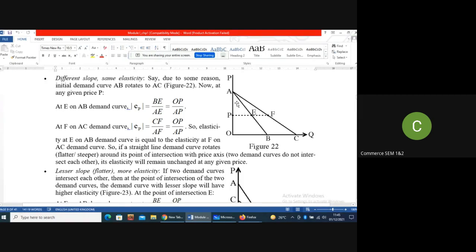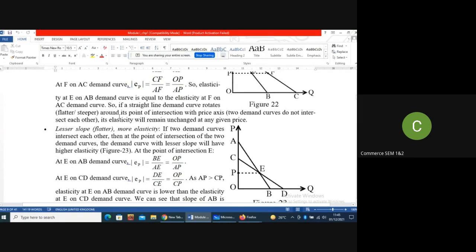But remember, these two demand curves are not intersecting each other. So if the two demand curves are not intersecting each other and they have different slopes, then they will have the same elasticity corresponding to the same price level. Fine? Yes, sir.